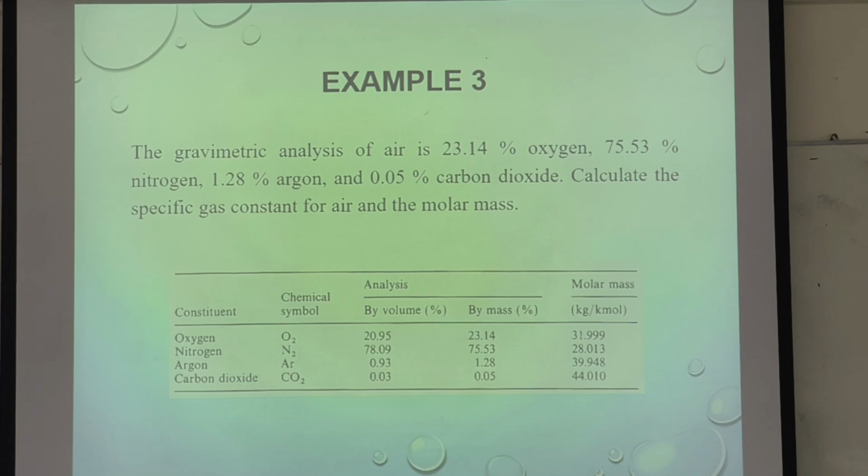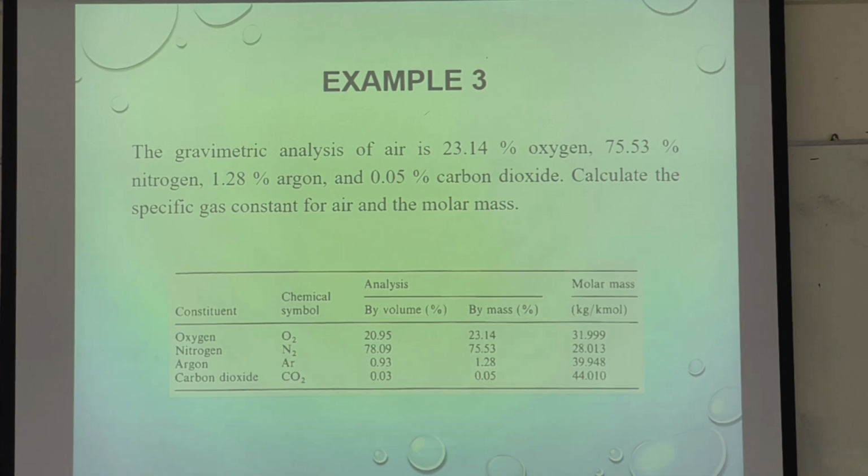So for air, the mass analysis is 23.14% oxygen, 75.53% nitrogen, 1.28% argon, and 0.05% carbon dioxide. So the mass fraction is basically in this manner. You can see that the carbon dioxide percentage is very low as well.